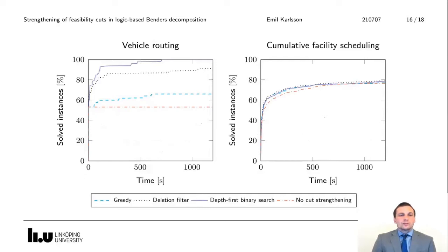So for two of the problems, the vehicle routing and the cumulative facility scheduling, we have these two plots. On the y-axis, we have the percentage of solved instances, and on the x-axis, the time spent for the different instances. And to the left, we can clearly see that the depth-first binary search performs best and solves all of the instances within the given time limit. The next best is the deletion filter, followed by the greedy and doing no cut strengthening at all. To the right, in the cumulative facility scheduling, where we actually perform subproblem separation, we see that there is not a large difference between the different approaches.